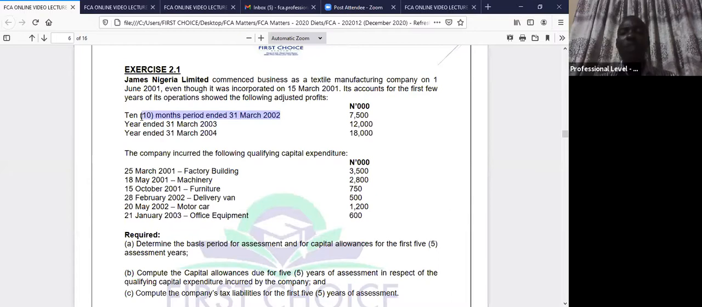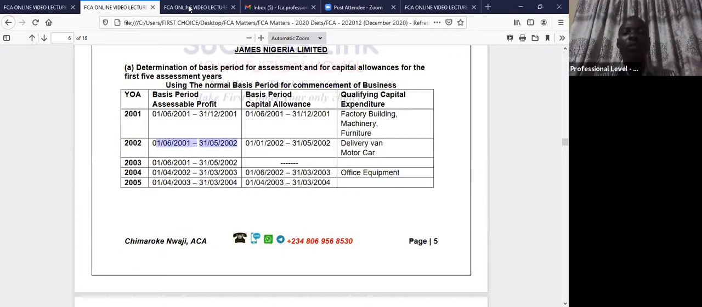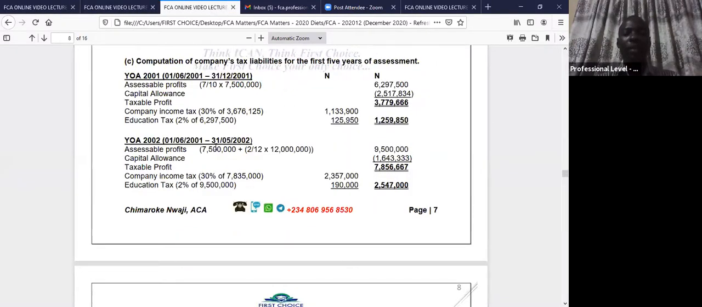And we need 12 months, and this is a 10 months figure. So it means we are going to take this full 10 months figure, and we are going to take 2/12 of this figure to complete. So that's what we did here. This is the 10 months figure, and this is 2/12 of that other figure I told you about. So that will give you 9.5.